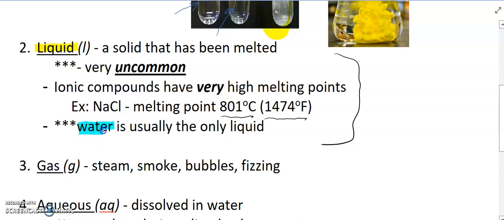Students are very quick to pull out the liquid label when we're talking about chemical reactions, but unless you're putting it on water, it is very unlikely that the substance you're dealing with is actually in a liquid form.